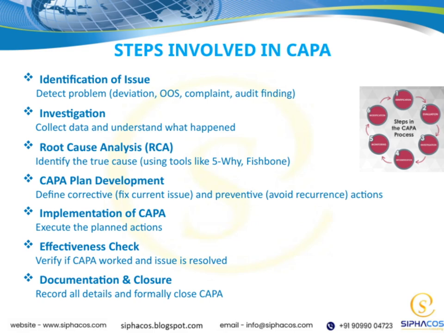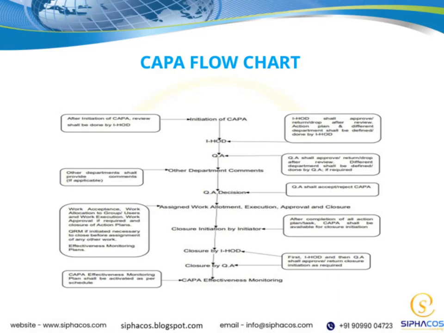These steps are fundamental in a robust CAPA process, guiding us from problem detection all the way through to closure, helping us maintain quality and compliance throughout. Let's take a closer look at the CAPA flowchart. This chart is a visual representation of the corrective and preventive actions process, which is essential for maintaining quality and compliance. As you can see, it starts with identifying a problem or nonconformance.